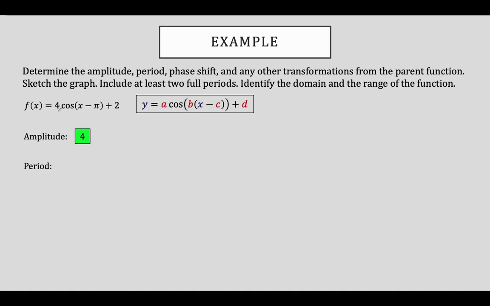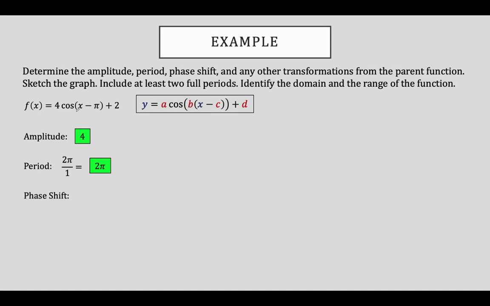Period. To find the period of our function, we take 2 pi and divide by the b constant. Now, remember that b is the constant multiple in front of the x, and in front of this x right here, we actually have a 1. It is implied that there's a 1 in front of the x, therefore the period is 2 pi divided by 1, which just leaves us with 2 pi.